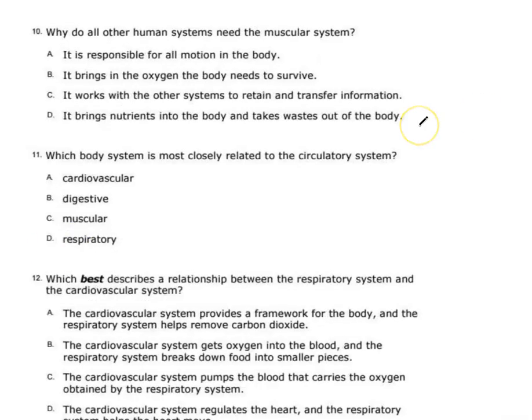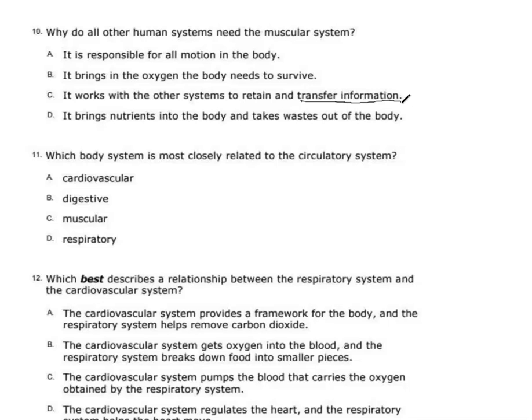All right, number 10. Why do all other human systems need the muscular system? Yes, ma'am, in the back. She says C, it works with other systems to retain and transfer information. Are you on the right one? Which one transfers information? What system sends information around the body? Nervous, so that's not the answer.